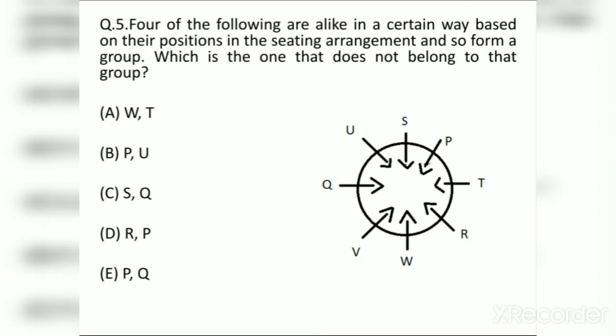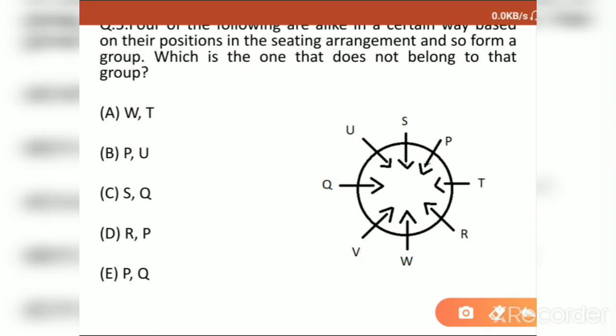Next, the last question. 4 of the following are alike in a certain way based on their positions in the seating arrangement, and so form a group. Which one does not belong to that group? That means 4 options follow the same way and one has a distinct way. Which is that option? You have to choose. So let's go for the first one. W, T. What rule does it follow? T is sitting second to the right of W, right?